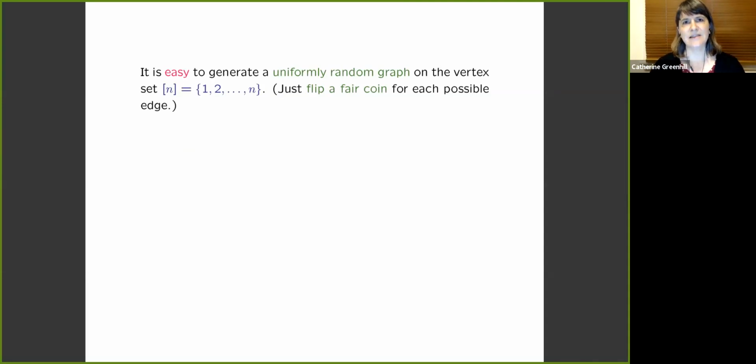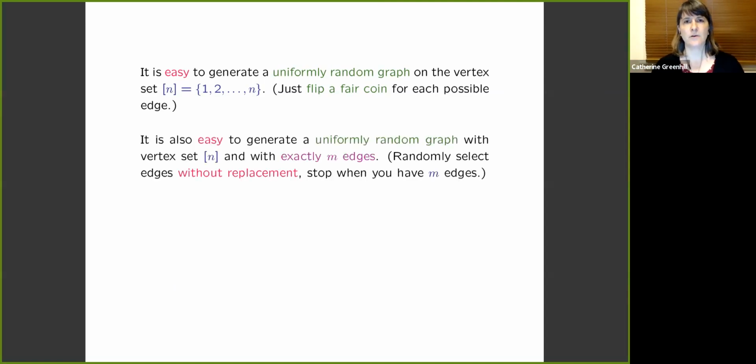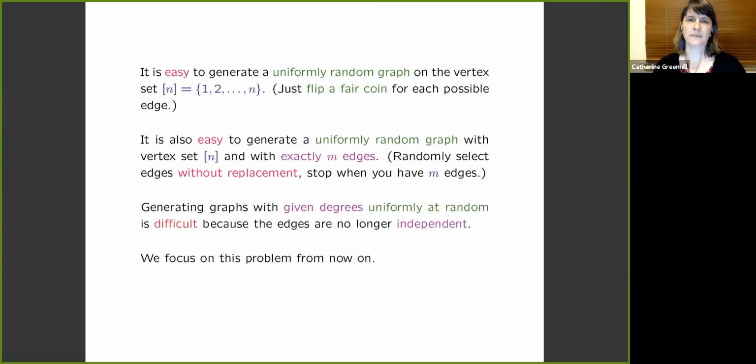Of course, it's easy to generate from some families of graphs. So if you just want a graph with n vertices and you don't care about anything else, you can simply flip a coin for each possible edge and put the edge in if the coin comes up heads. That's the uniform random graph model. And it's also an algorithm. It's easy to generate a uniformly random graph with a given number of edges. You just put all the edges in a bag and you uniformly choose one from the bag without replacement until you have m edges. That's also an algorithm.